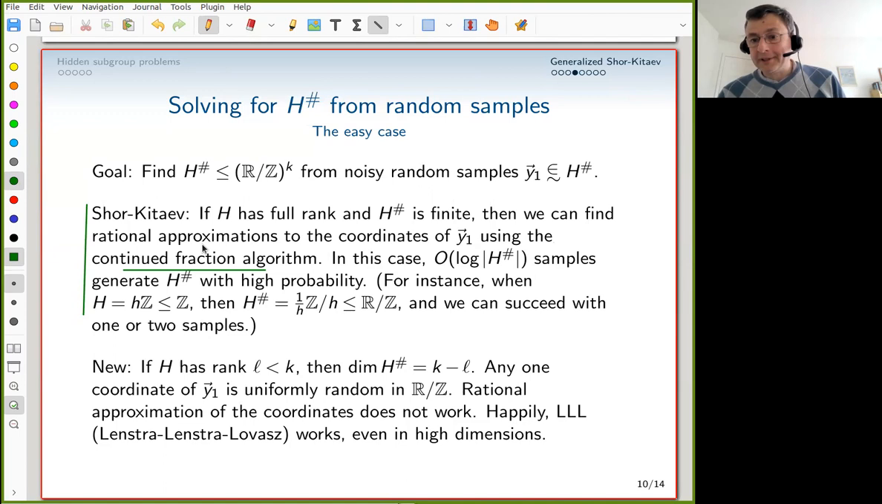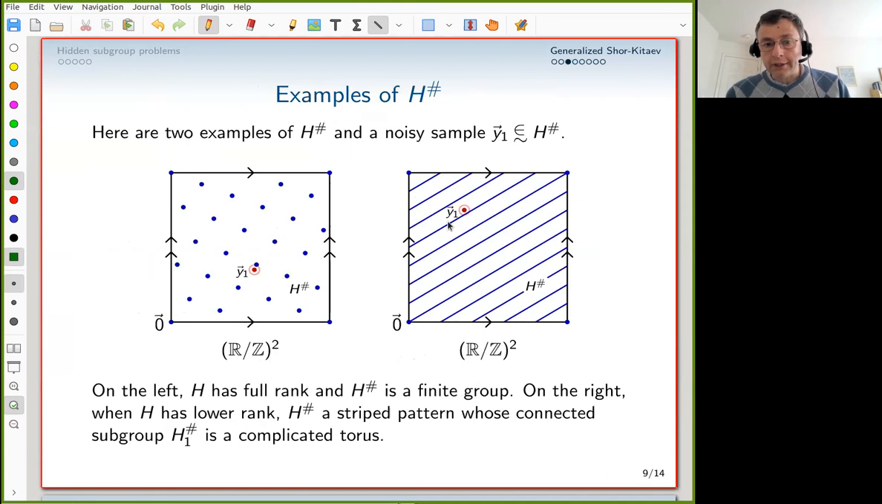Peter Shor's paper was brilliant for pulling in common wisdom from so many different directions, but in algorithmic number theory, the continued fraction algorithm is not that big of a deal, and it may read as an afterthought in the Shor-Kitaev paper. But if H has deficient rank, then the dimension of H sharp is the difference in ranks, K minus L. And now, going back to the picture, any one coordinate of Y1 is uniformly random.